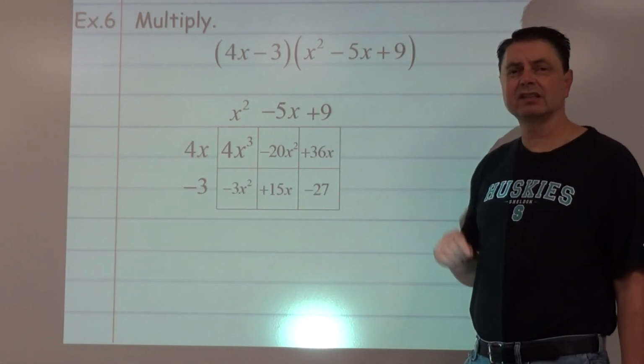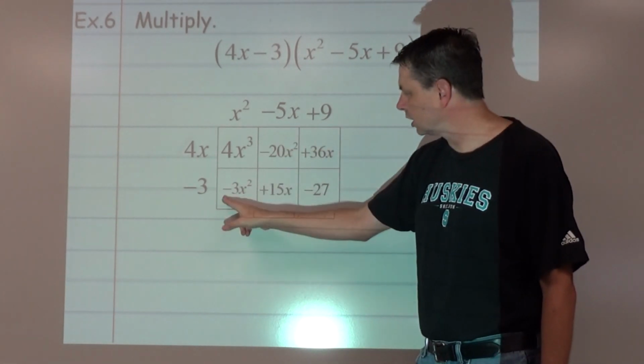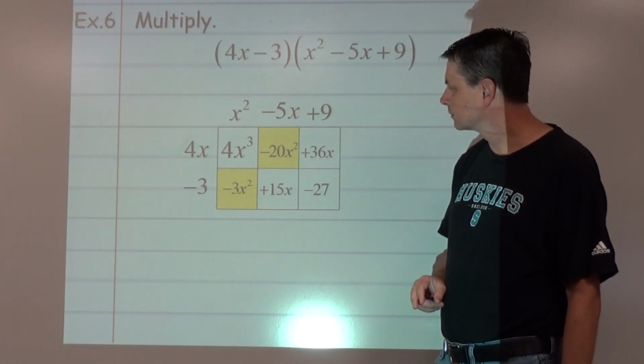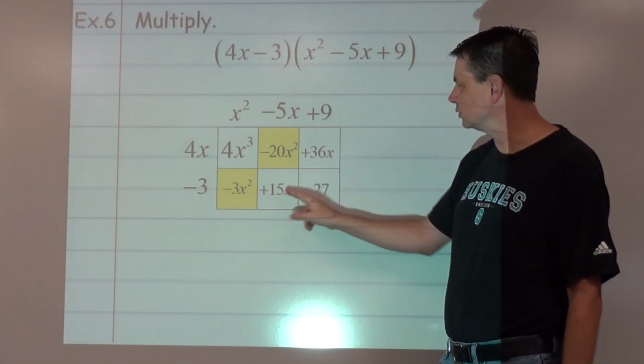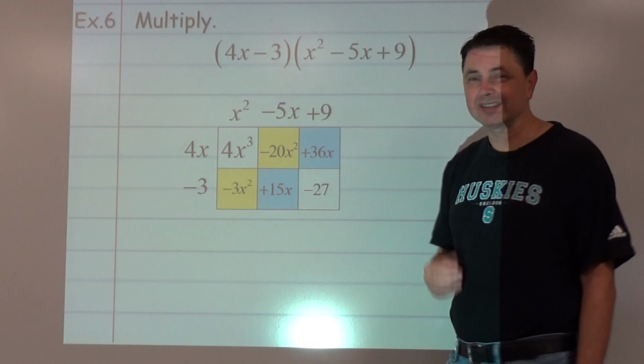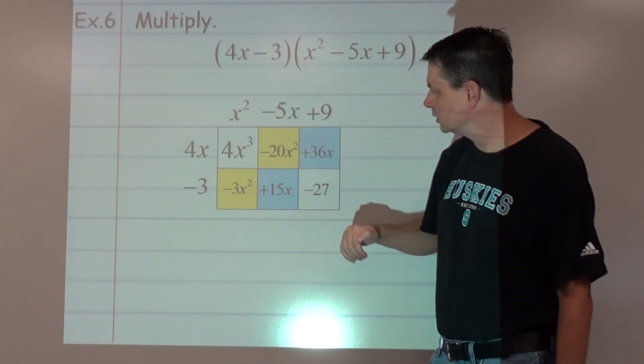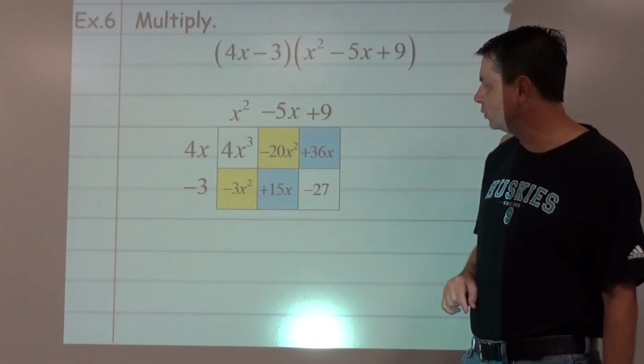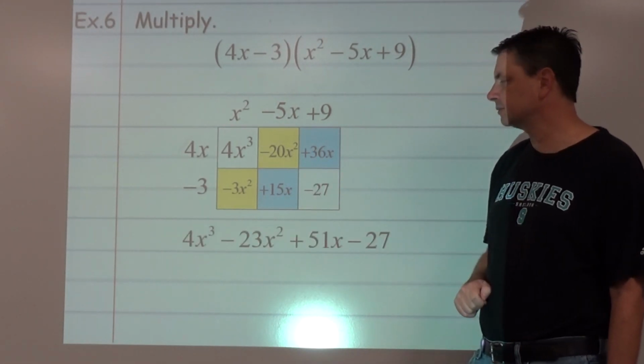And then in this case, the like terms usually occur on diagonals. So we're going to combine these two. We're going to combine these two. So as an answer, we would get 4x cubed minus 23x squared plus 51x minus 27.